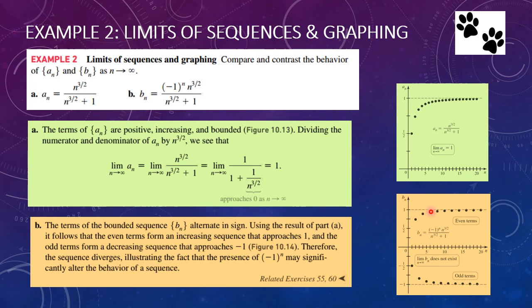So the terms of this bounded sequence alternate in sign. Using the results that we saw up here, the even terms form an increasing sequence that approaches 1, and the odd terms form a decreasing sequence that approaches -1. Therefore, because they don't go to one specific value, the sequence diverges. And this is really important. It illustrates that simply the presence of -1 to the n power may significantly alter the behavior of a sequence.